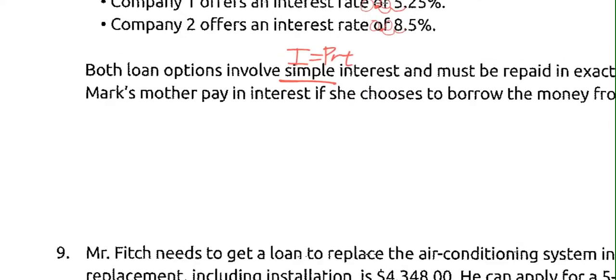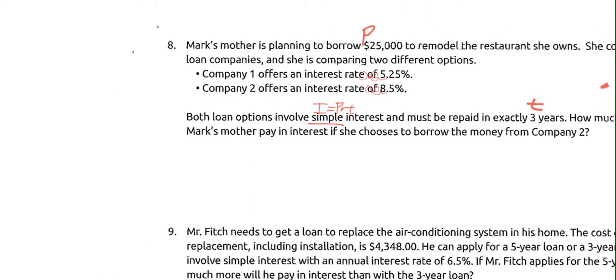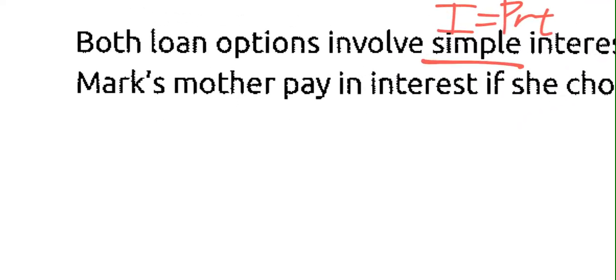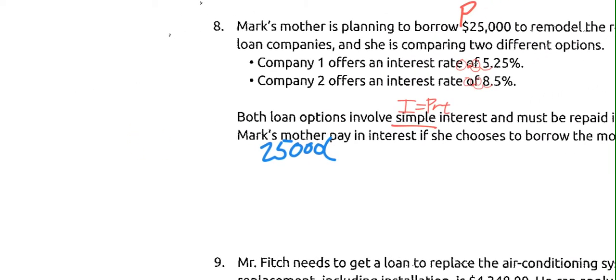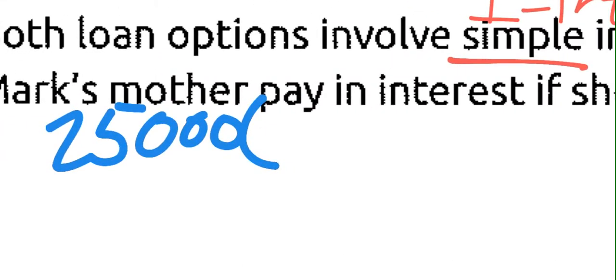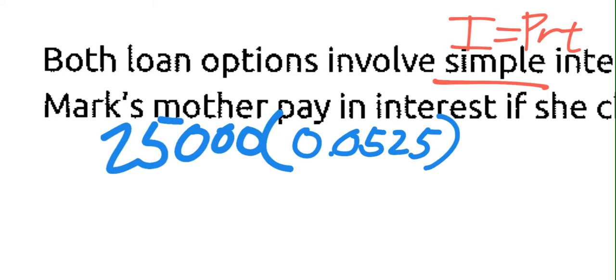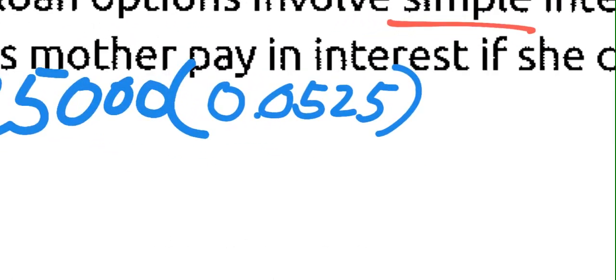So what we're going to do is take I equals PRT. I'll do company 1 in blue. So it's going to be our $25,000 for our principal. Our rate, I already forgot, is 0.0525. I'm using parentheses. You can use a times sign, I don't really care. And then it said it must be repaid in exactly 3 years.